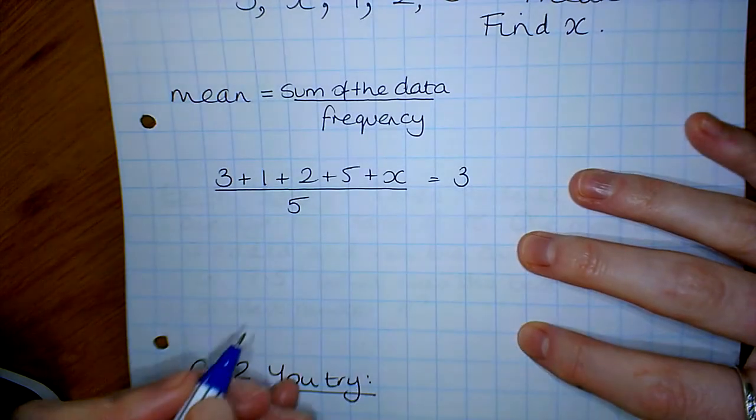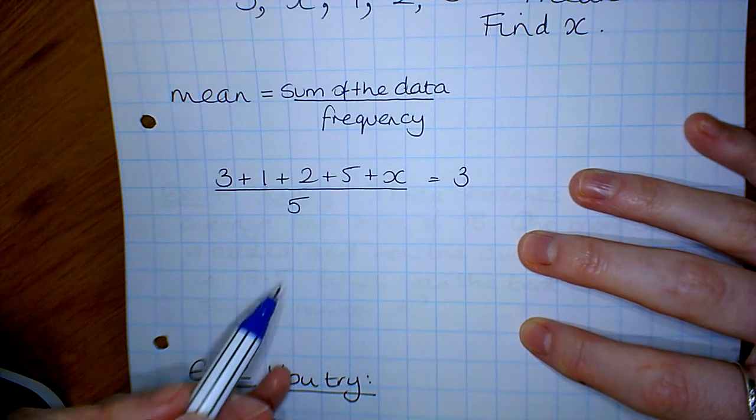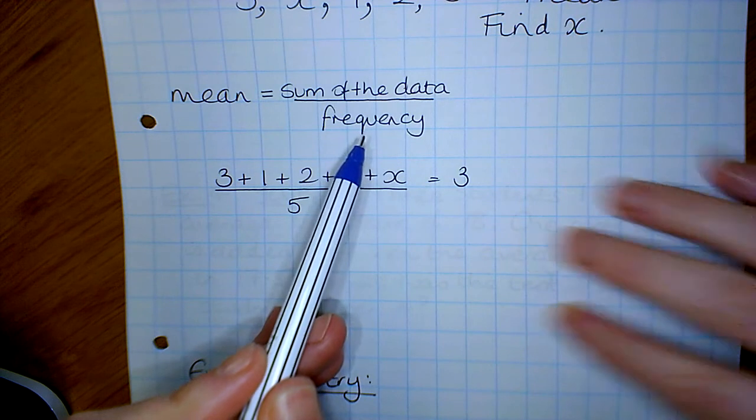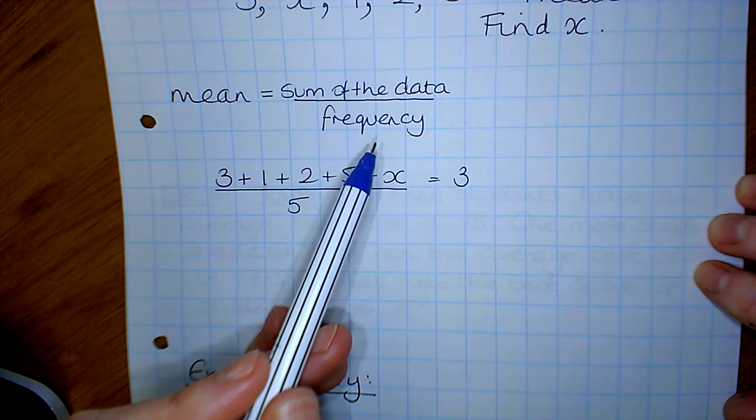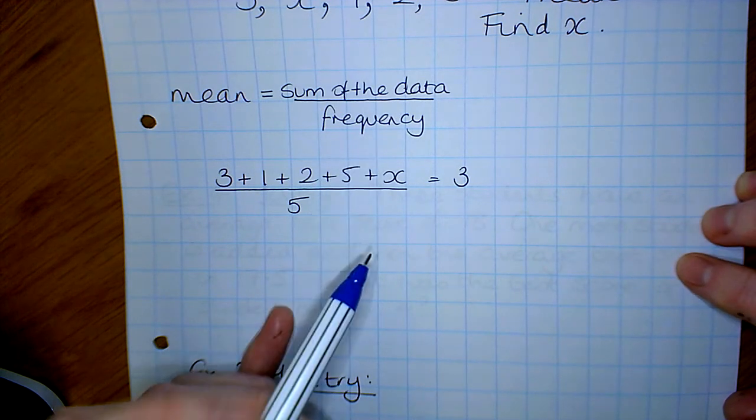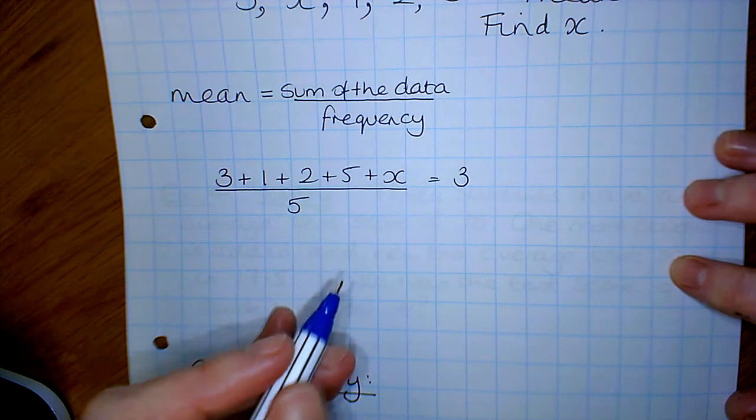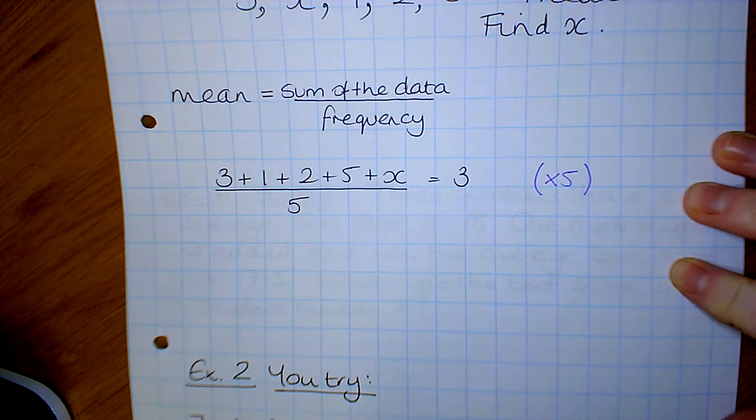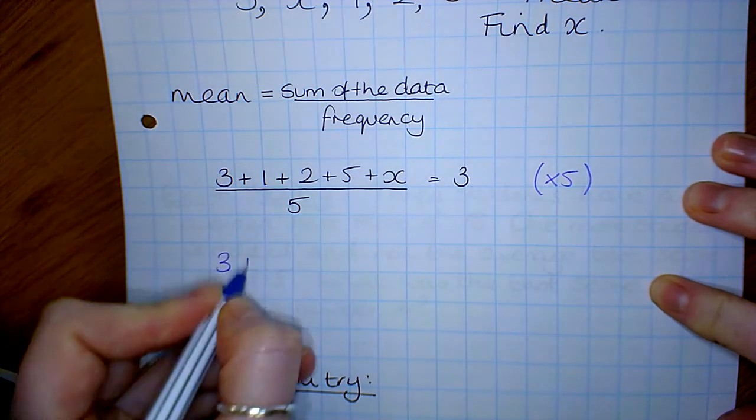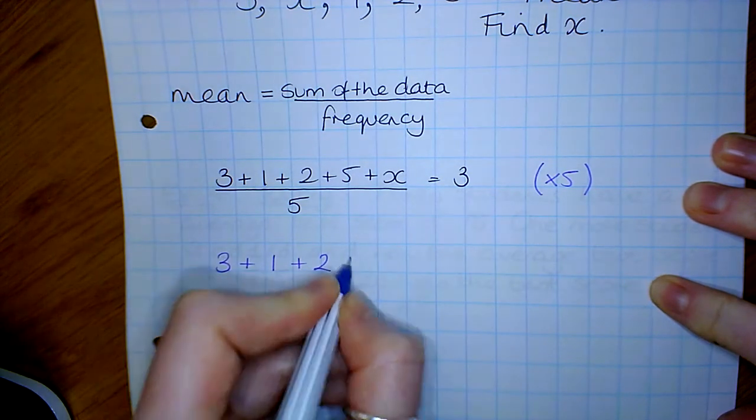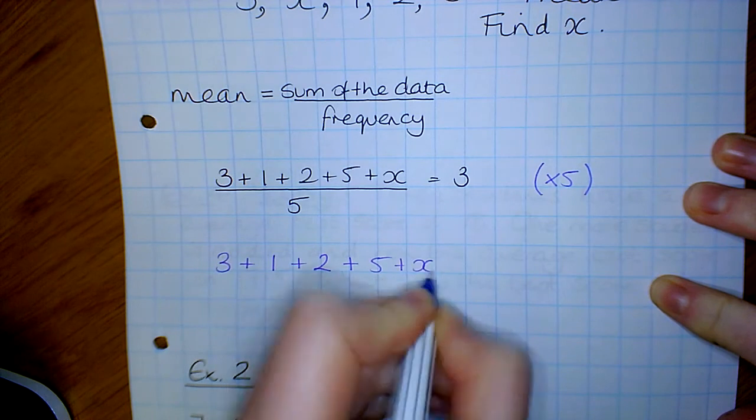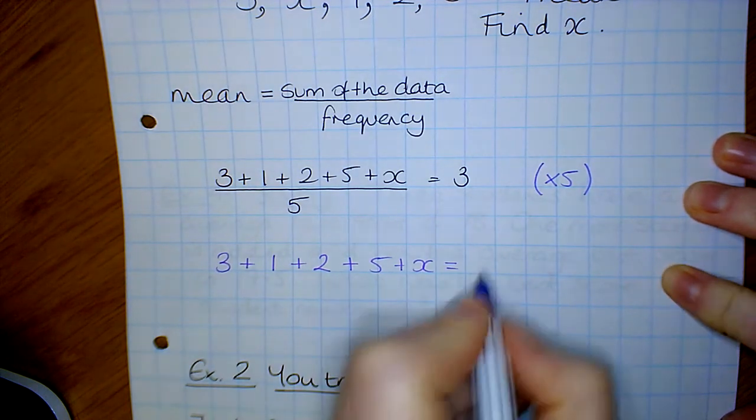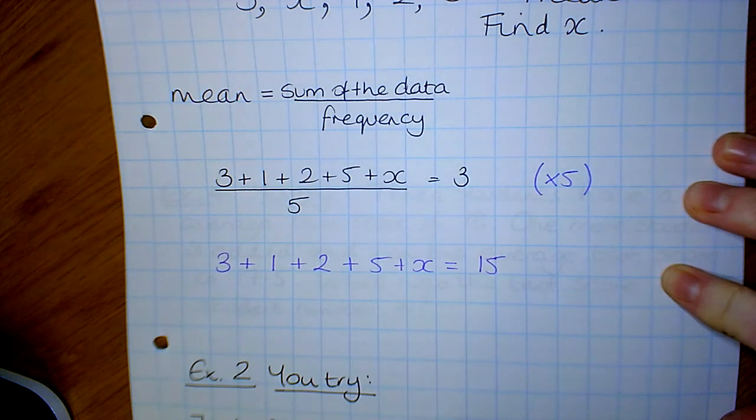So the first thing I'm going to do is I'm going to look at how to undo this. Well, the last thing you do when you're calculating the mean is you divide by the frequency. And when we're solving an equation, we need to go backwards from this. So the opposite of dividing by the frequency is timesing by the frequency. So in this case, I'm going to times by 5 to start undoing my work. So I have 3 plus 1 plus 2 plus 5 plus x, no longer divided by 5, equals, well, 3 times 5 is 15. So I've got rid of that fraction.